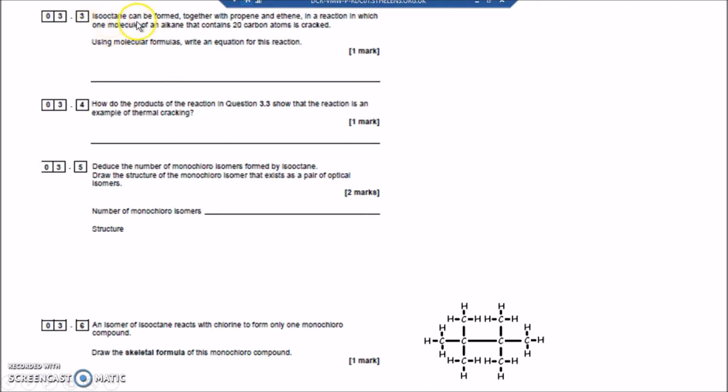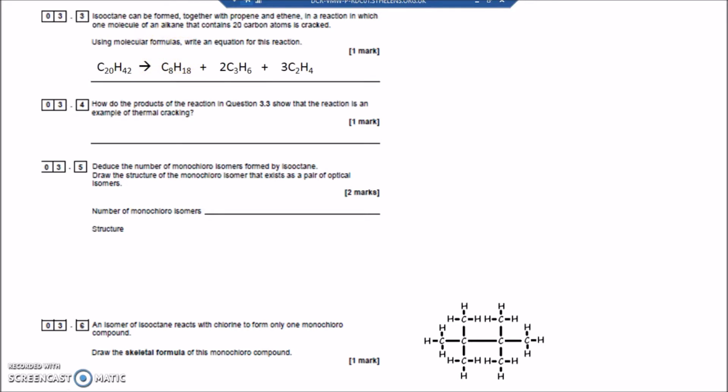So question 3.3 says isooctane can be formed together with propene and ethene in a reaction in which one molecule of an alkane that contains 20 carbon atoms is cracked. Cracking means that you've got a long chain breaking into shorter chains. So if we've got an alkane with 20 carbons, it's C20. An alkane has single bonds, so you double the 20 and add 2, so that becomes 42, C20H42. We've got the formula of isooctane, which is C8H18.